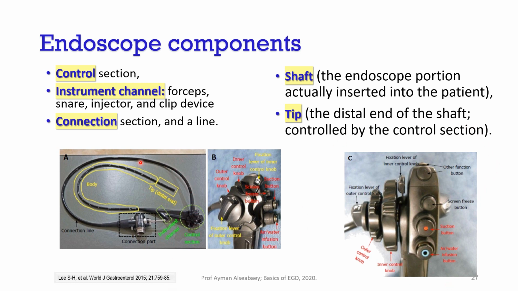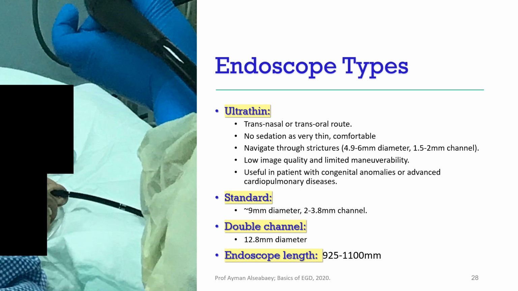This head is connected by this line, which is called the connection line or connection part. It is connected to the unit. The body and the shaft have marks on them, as you see here, to tell you how much the endoscope has advanced within the patient. All of this shaft is not mobile, but the distal 10 centimeters is flexible and can move in various directions, right, left, up and down, and even retroflexion, as we will discuss later.